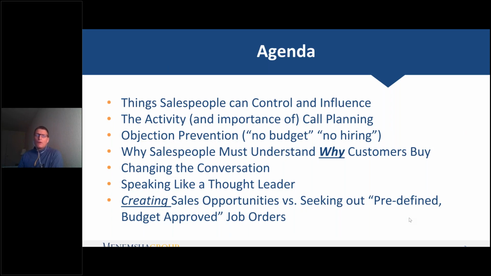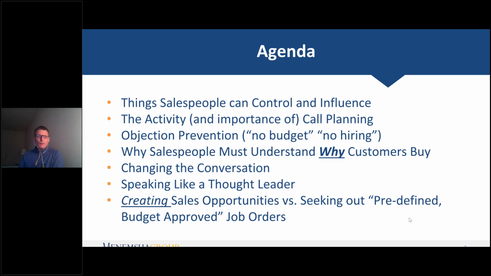So I'll run through the agenda real quick, and then I'll also give a little bit more background on myself. The first thing we're going to talk about, just to provide some perspective to frame today's conversation, is things that salespeople can control and influence, as opposed to things that we can't control. I'm going to talk a little bit about the importance of call planning and why I think all salespeople should be doing it, particularly in a recessed market.